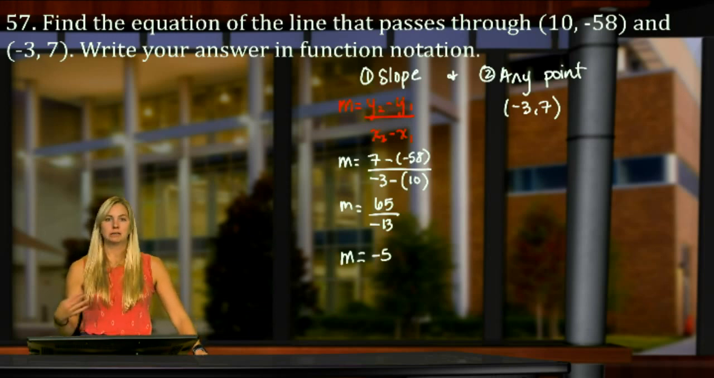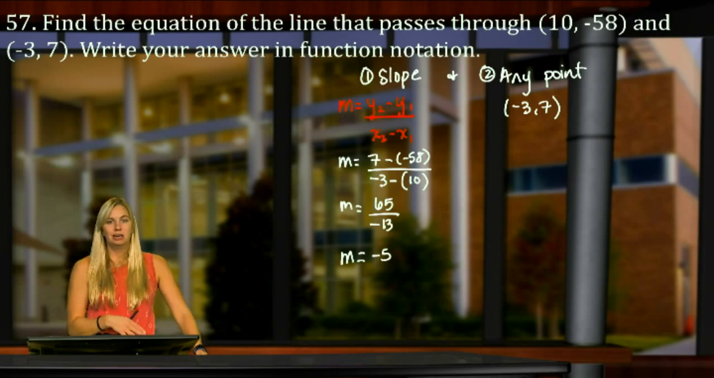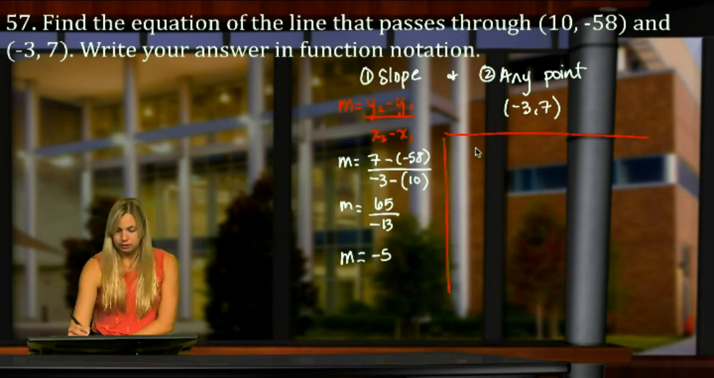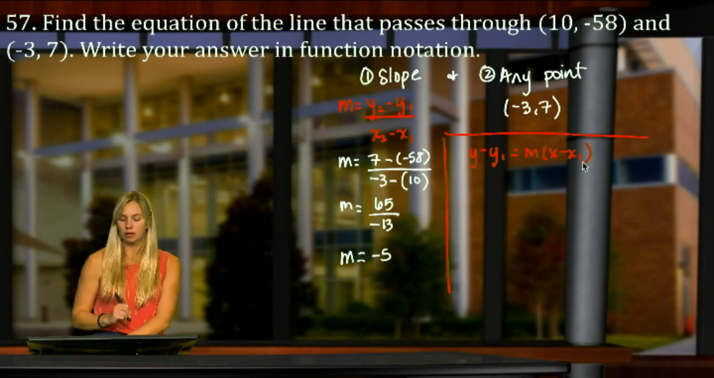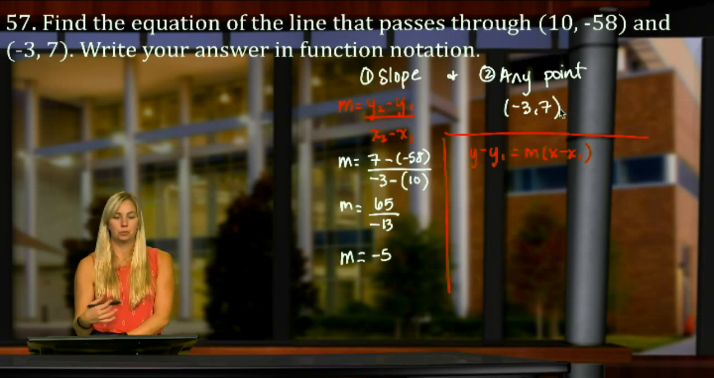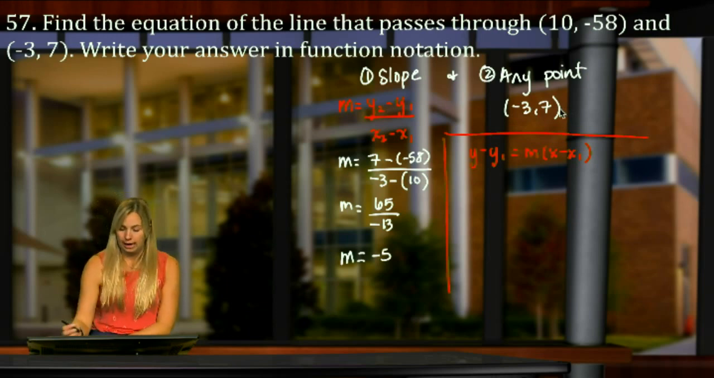I'm going to show you guys both techniques just so that you can see them both. Again, it's up to you, whatever your preference is on how you come up with the equation of a line. I don't care. So I'm first going to show you point-slope form. So that's y minus y1 equals m times x minus x1. We're going to substitute negative 3 and 7 for x1, y1, and negative 5 for m.